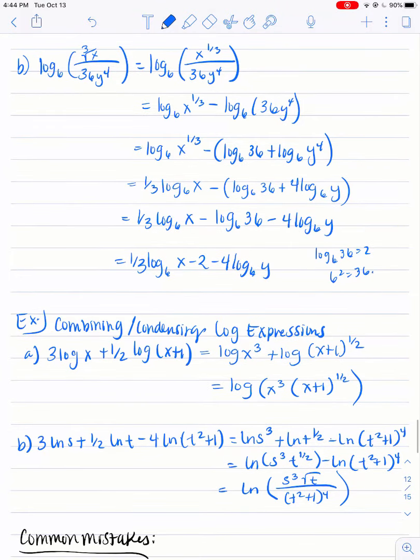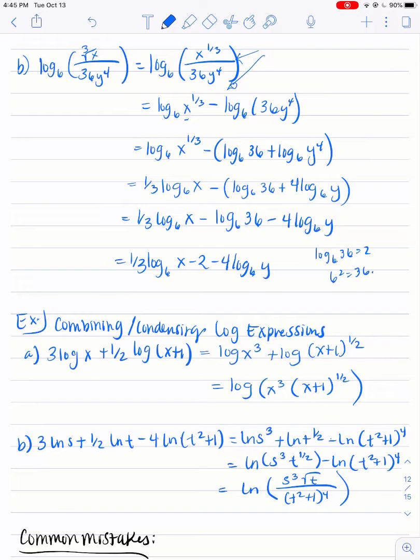Okay, now I want to expand this expression. So I have log base 6 of the cube root of x over 36y to the 4th. So I want to expand it. The first thing I do is change the cube root of x to x to the 1/3. And this is division, so I can expand by making it into subtraction. So I do that.